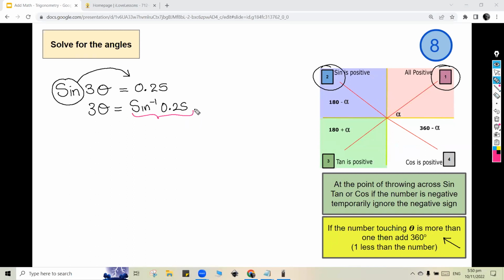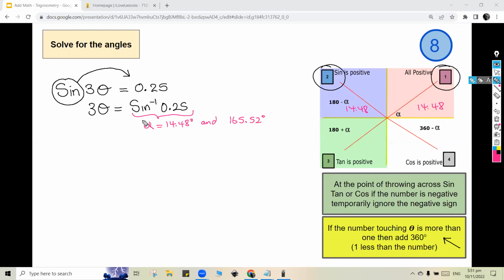Sine inverse 0.25. Right. And the alpha value is looking like what? 14.48. And what will be the second answer? Well, we know the first answer is 14.48. And the second answer will be 180 minus the 14.48. 180 minus 14.48, I am getting 165.52 degrees. Right.